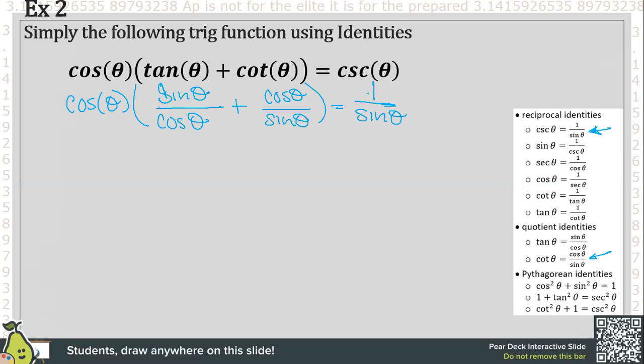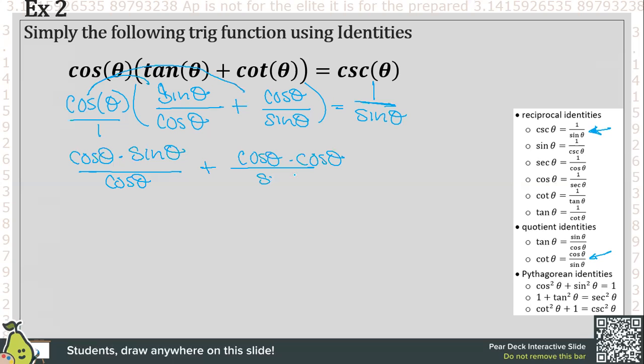Alrighty, so now what we're going to do is distribute this cosine into both terms. So in this case, we have cosine theta times sine theta, if we distribute it to the first fraction, divided by cosine theta. I'm going to show all my steps, but I know some of you can distribute much faster than me. And we have something like this, cosine theta times cosine theta over sine theta, is equal to 1 over sine theta. Okay, cool.